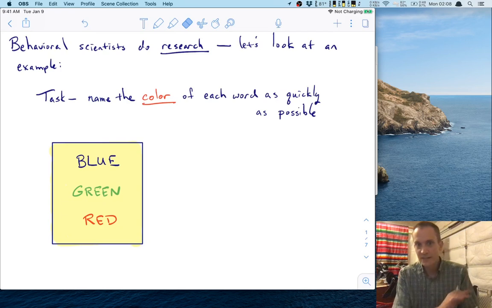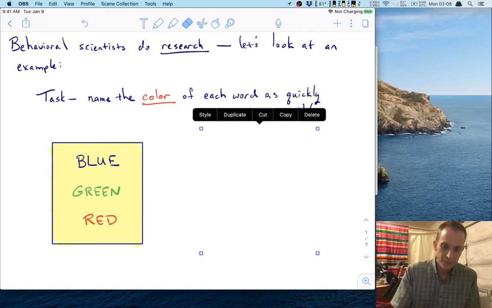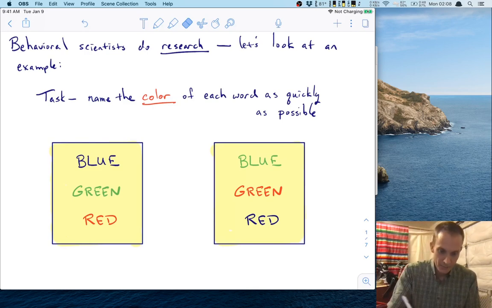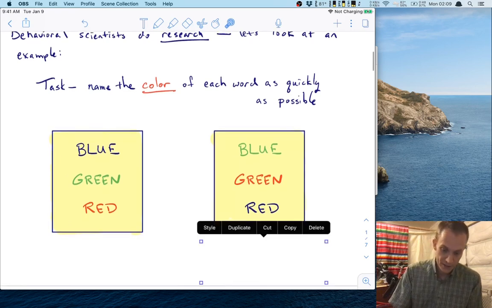Well, let's do something similar, but under a slightly different configuration. So here, remember, the task is to name the color, and so I start doing that. Green, red, blue. Now, I was able to do it. I was clearly able to say, and let me get my little highlighter here, I was clearly able to say that this was green, and this was red, and this was blue. But if you timed me with a stopwatch, and particularly a stopwatch that had millisecond accuracy, you would notice that I was quite a bit slower on this.